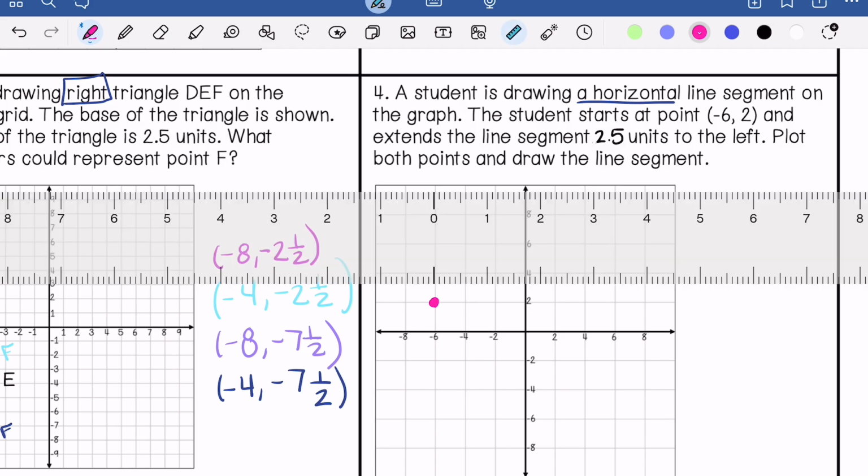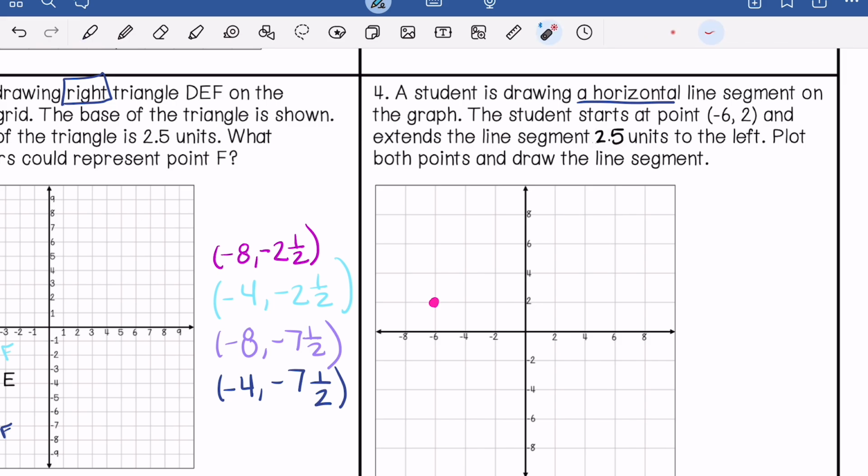So that's 2, and then this is actually a hole right here, because halfway in between 2 is 1. So we go 2 and then one little one over here. So my new ordered pair for that point right here is -8.5, 2.